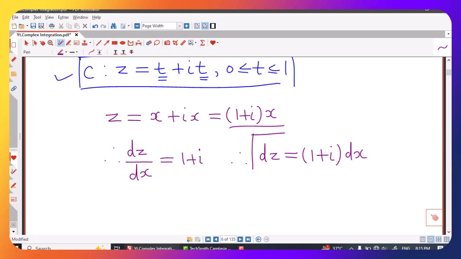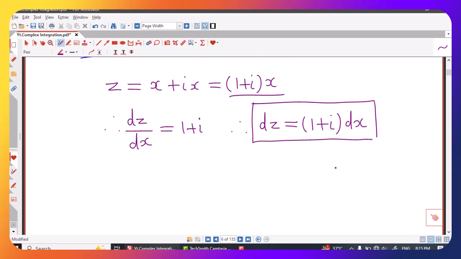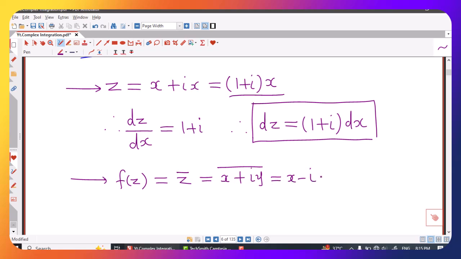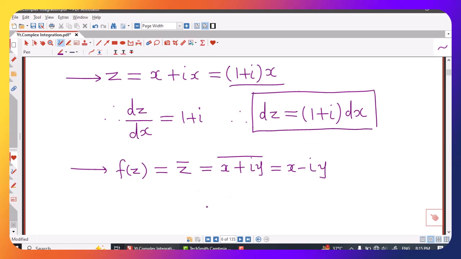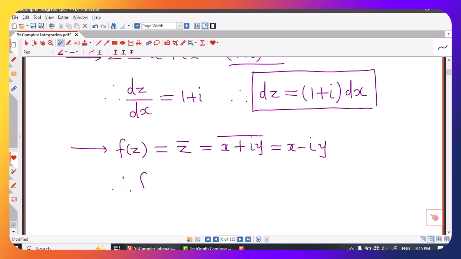So I will replace dz by 1 plus i times dx. Similarly, I require my function in terms of variable z. Our function is z bar, and we know that if we have z equal to x plus iy, z bar is x minus iy, and let me write one more step.